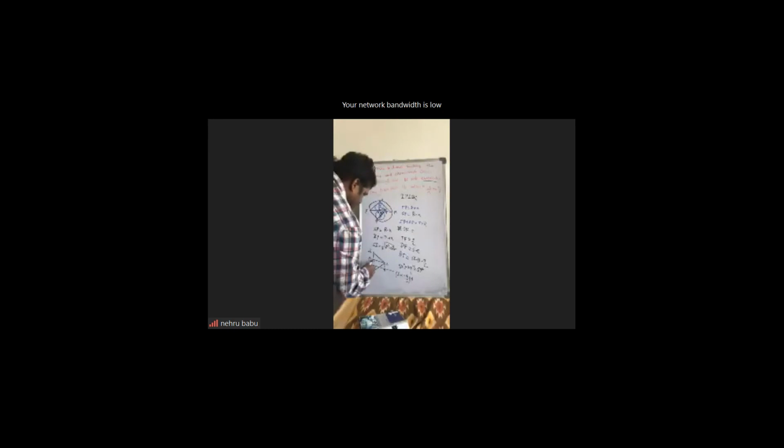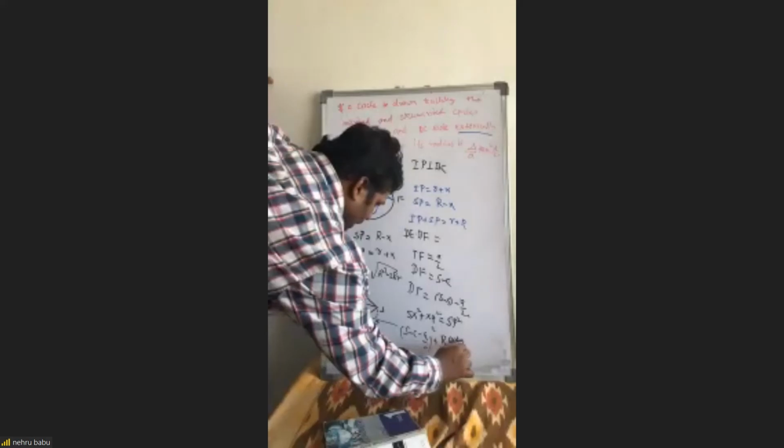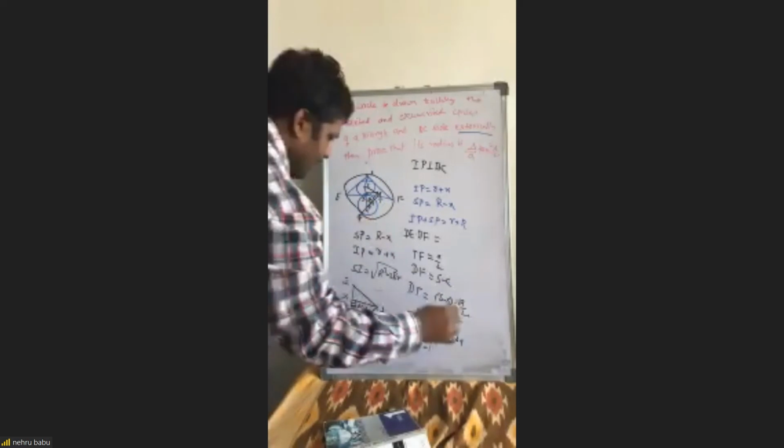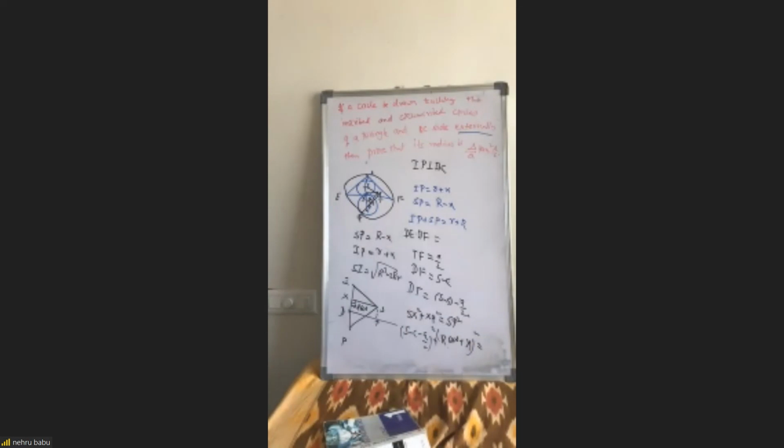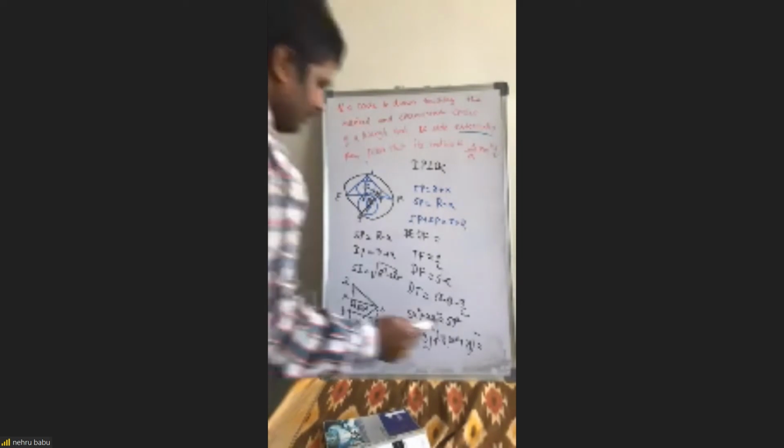XP is exactly the same like R cos A. At the circumcenter, ST is R cos A. Plus X, R cos A plus the radius of the final circle, R cos A, plus DP square. DP is X, X square. Because SP square is R minus R minus R minus X, whole.